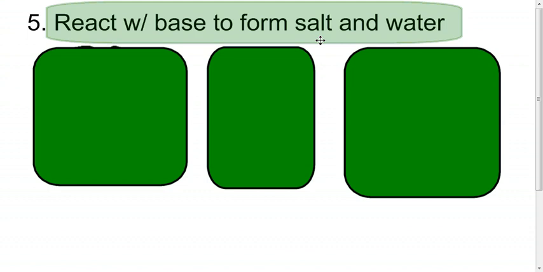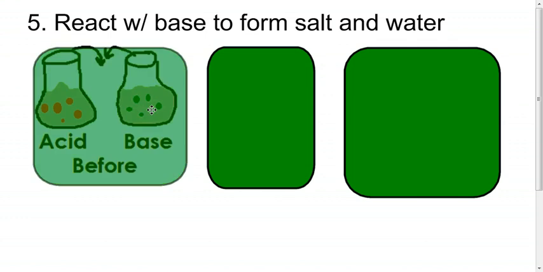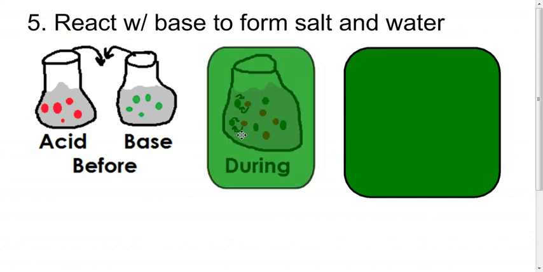Another property is that they're going to react with a base to form salt and water. Now, let's say I've got my acid and a base. Reminder, these would be clear, and you wouldn't have any red and green dots floating around. It would just be clear. But I like the color just to represent the molecules, and then I mix them.